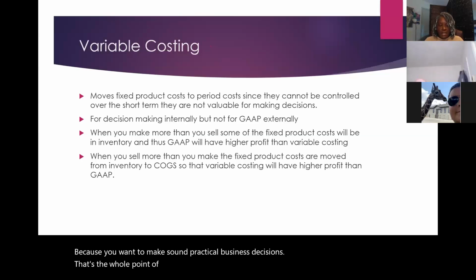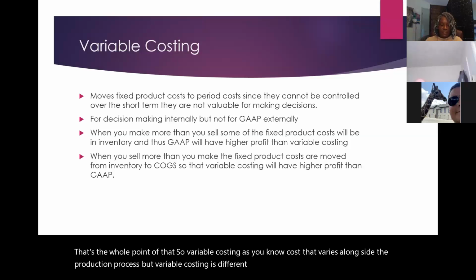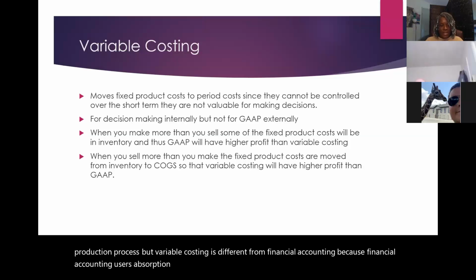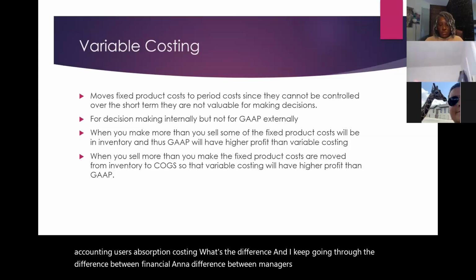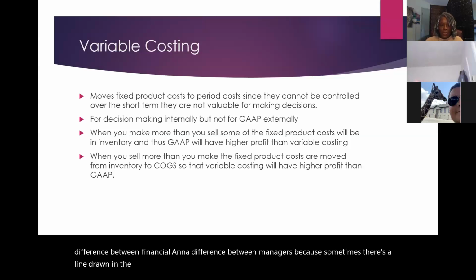So variable costing, as you know, is cost that varies alongside the production process. But variable costing is different from financial accounting, because financial accounting uses absorption costing. What's the difference? And I keep going through the difference between financial and managerial, because sometimes there's a line drawn in the sand here, and you need to know what side you are on.